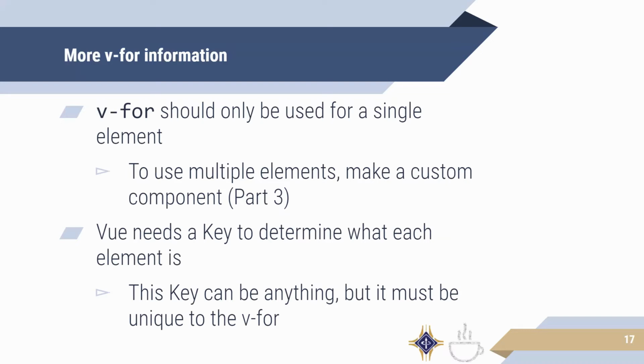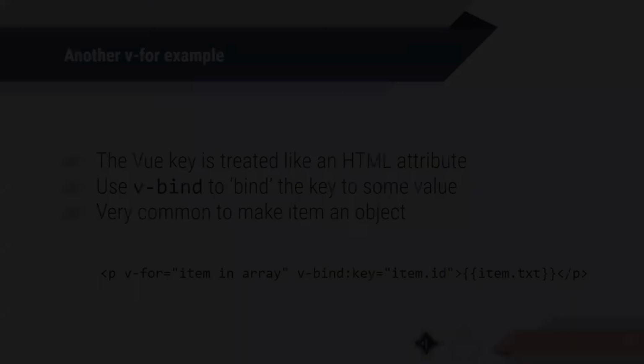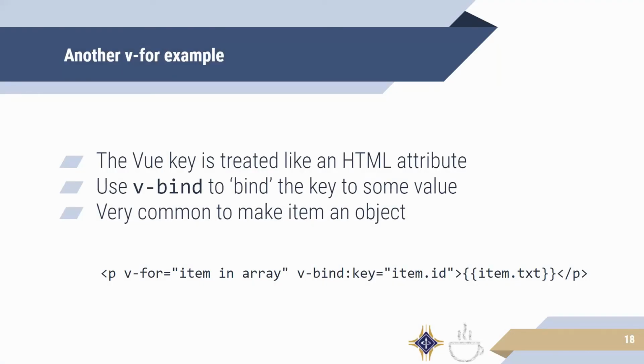So the key can be whatever you want. Vue does not care, as long as it is unique for each element in the v-for, like an ID of some sort. So how do you add a key? Well, here's a proper v-for with the key syntax.